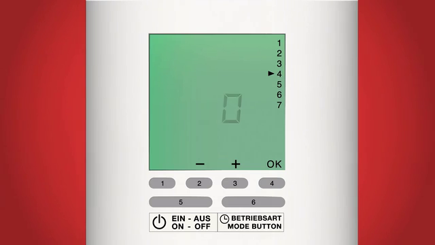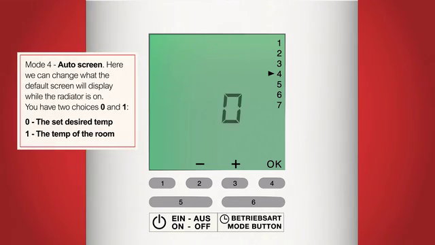After pressing OK, the screen will be displaying a flashing 0 in the middle, and the arrow on the right will be pointing at number 4. This is where we can select what the radiator will display while it is in auto mode. You have 2 options here. We can choose 0 or we can change it to 1. 0 will mean that the radiator will display the temperature we have set the radiator to, and 1 will mean the radiator will display what the current temperature of the room is.